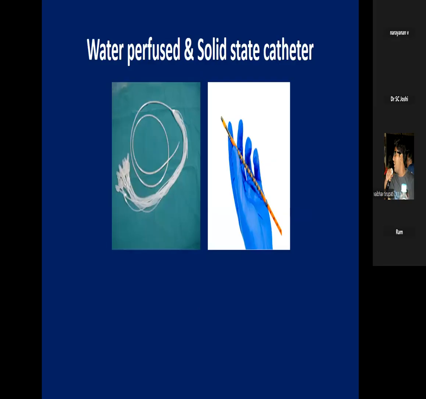As you can see here, the one on the left is the water perfused system, which I'm sure most of you are using. And the other one is a solid state catheter, which is currently becoming more available in India. A few centers have got this system.